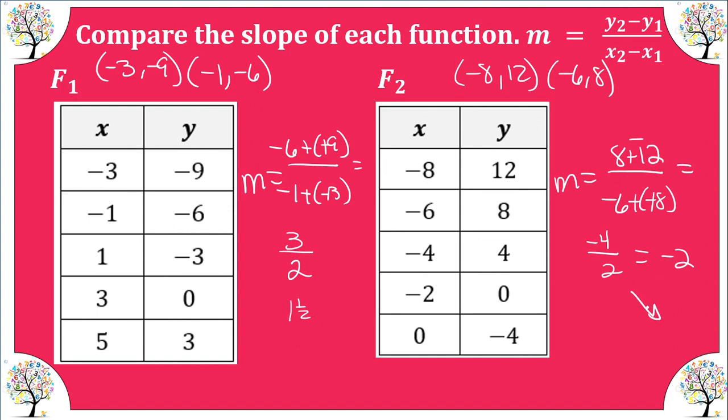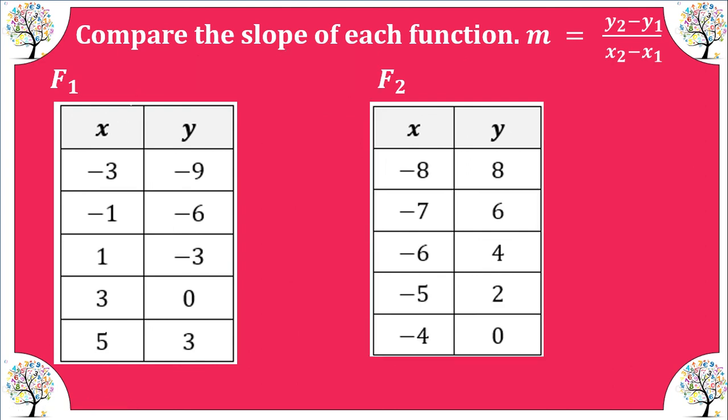Okay, so even though this one slopes down and this one slopes up, this one's going to slope at a steeper angle. So we're going to say that function 1 has a slope that is less than function 2. So if you see this notation, this is what we'll be using. Okie doke. Let's try one more set.